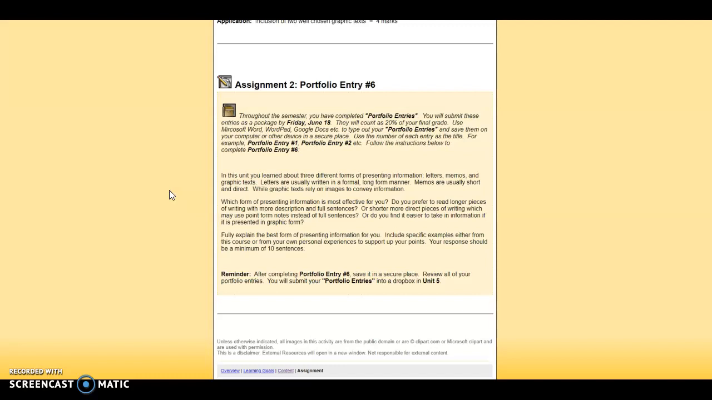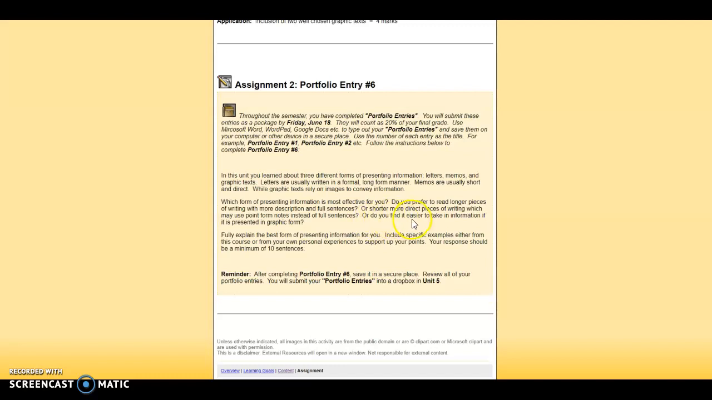So I'm curious to know which form of presenting information is most effective for you. Do you prefer to read longer pieces of writing with more description and full sentences? So are you someone that likes to read novels or likes to read really in-depth pieces of writing that provide a lot of detailed information? Or are you somebody that likes to read shorter, more direct pieces of writing which may use point form notes instead of full sentences? Are you someone that likes to read short pieces of writing and get the information quickly and don't necessarily need a lot of detail?